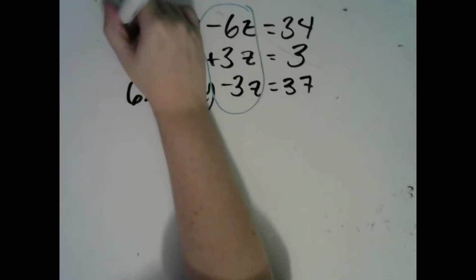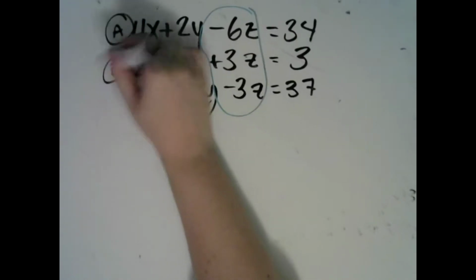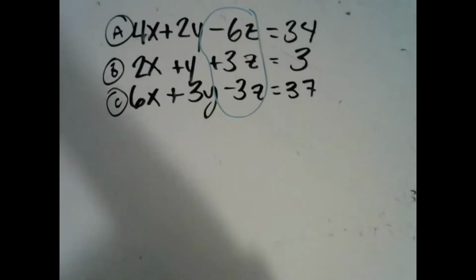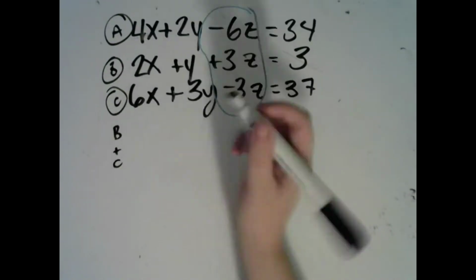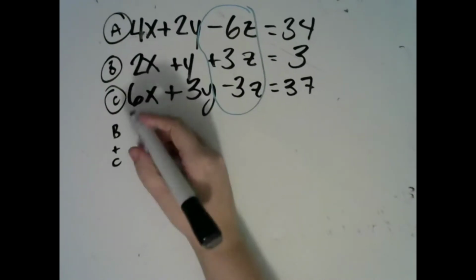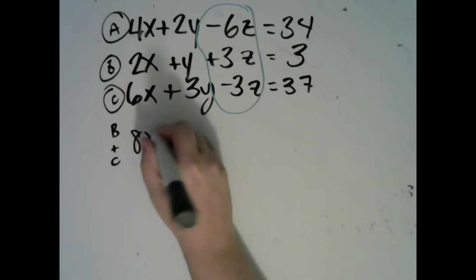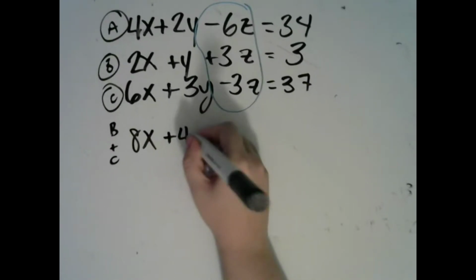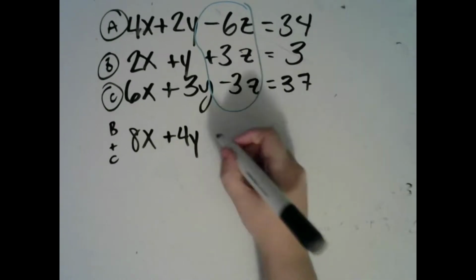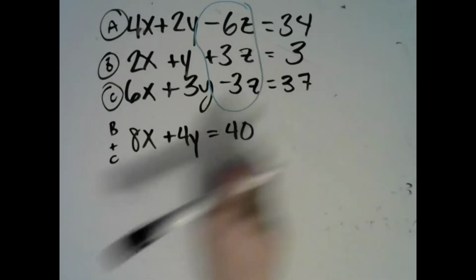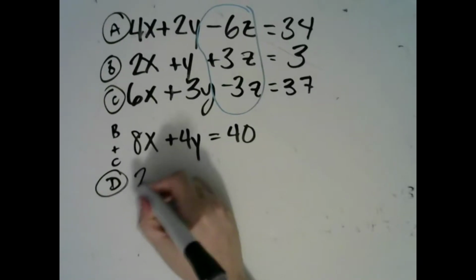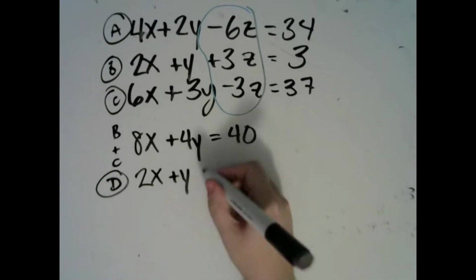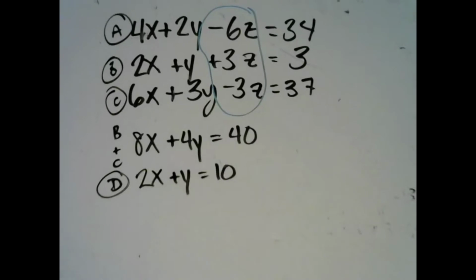Let's call this equation A, B, and C, and it looks like I can add equation B and C without any additional work needed. So B and C together is 8x plus 4y cancels and is equal to 40. That divides by 4, so my new equation D is going to be 2x plus y equals 10.